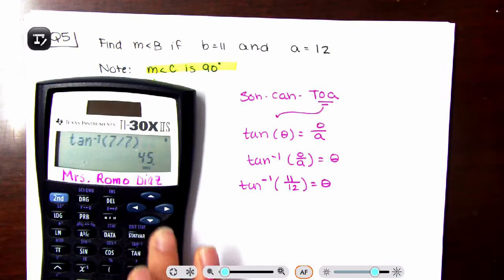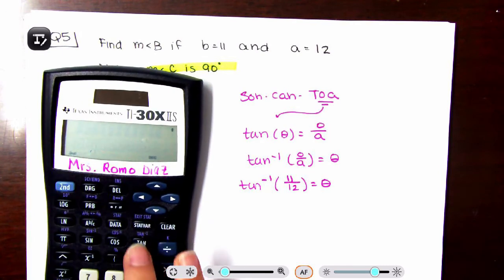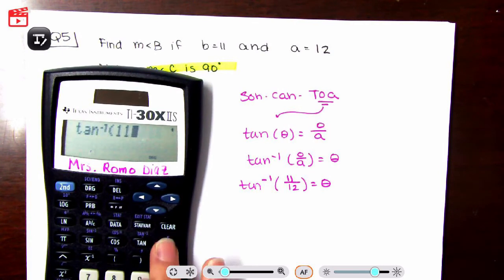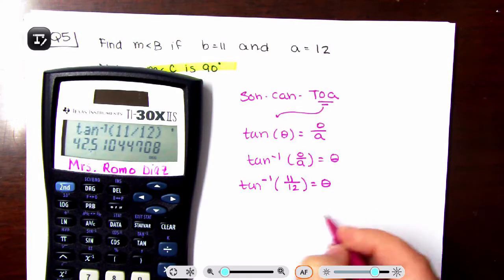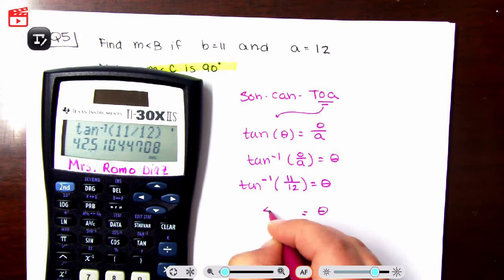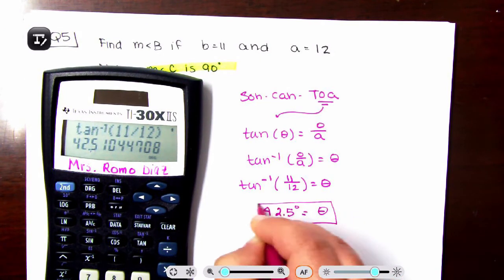Now almost all of these examples did use tangent. However, just make sure you mark up your triangle and see which ratio you do need to use. It will not always be tangent like we are doing now. So we have 42.5 degrees for our angle.